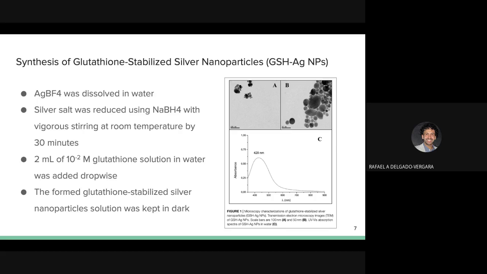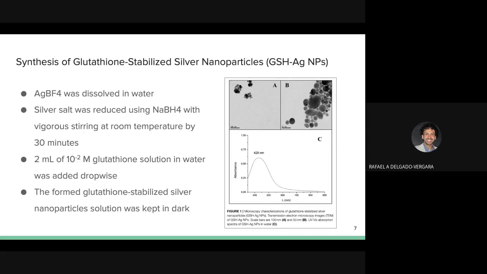Then, after 30 minutes of stirring, 2 milliliters of glutathione solution in water was added dropwise to the silver colloidal solution. The obtained nanoparticles show a heterogeneous range of diameters between 10 and 50 nanometers.